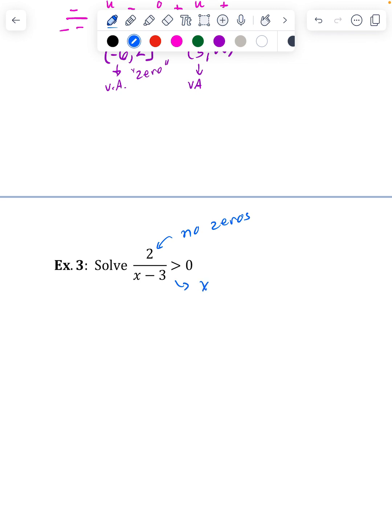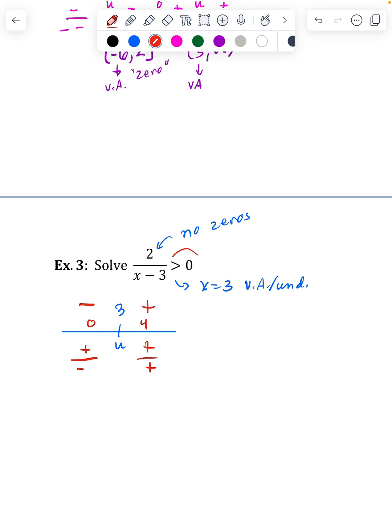And on the bottom, I have x equals 3 as a vertical asymptote or undefined value. So when I go to make my sign chart, the only thing on it is the 3, and it is undefined. So I'm going to pick numbers to the left of 3 and something to the right of 3. On the top, the 2 is always positive, and in the bottom, 0 minus 3 would be negative, so overall, negative. If I put a 4 in, the top is still 2, which is positive, and the bottom becomes positive, so this region is positive.